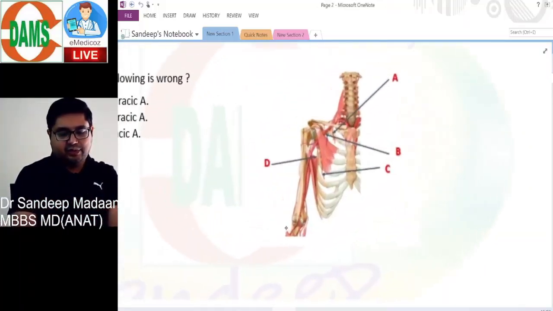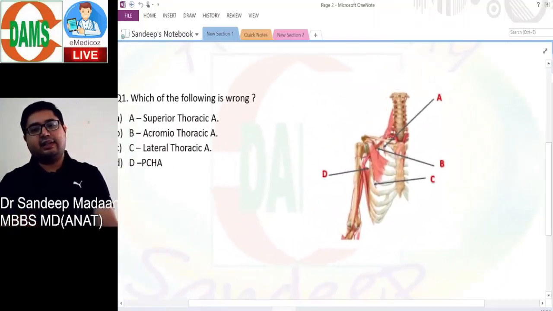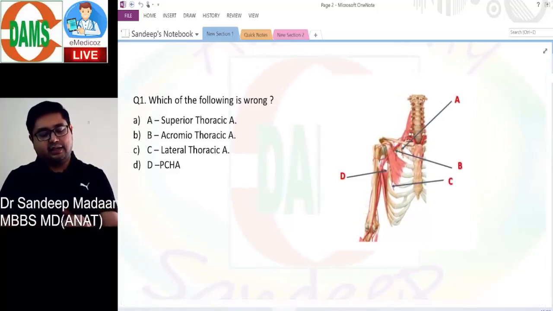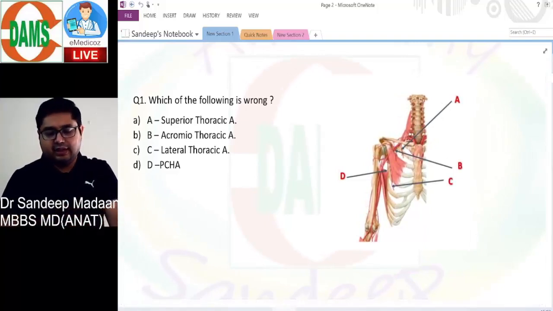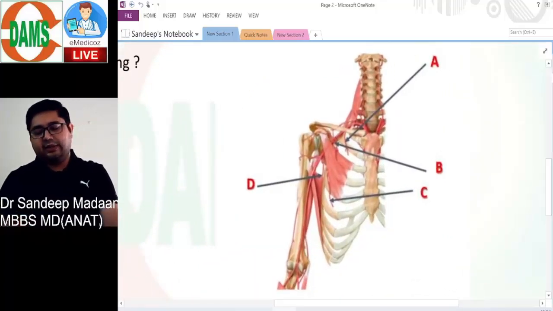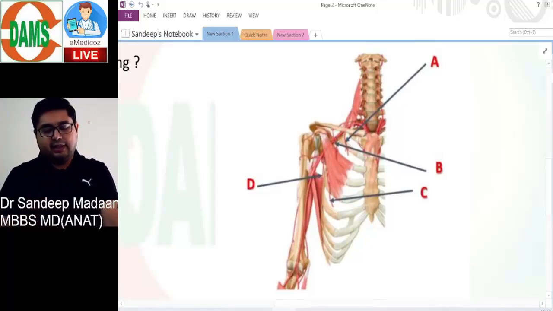This is the first question which was based on the branches of the axillary artery, and a few branches were marked, and it was asked which one is wrongly marked here. So before coming to the question, let us talk about the branches of the axillary artery. Now in our classes also I have given certain mnemonics at various places, and for the axillary artery also I have given the mnemonics in the regular classes.